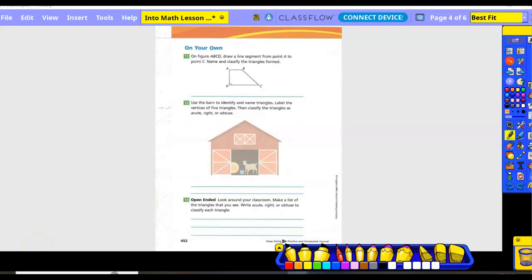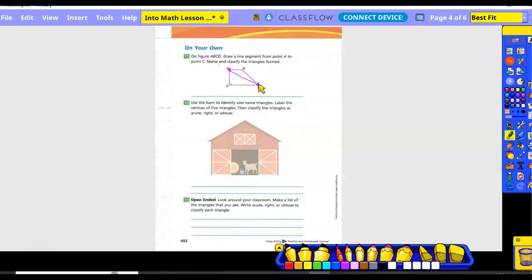On your own, number 11, on figure ABCD, draw a line segment from point A to point C. Name and classify the triangle's form. Of course, I can't use a straight edge because I'm using this, but you guys can take your ruler, and hopefully draw a lot better than what I just did. But draw a line segment from A to C. So line segment, right?